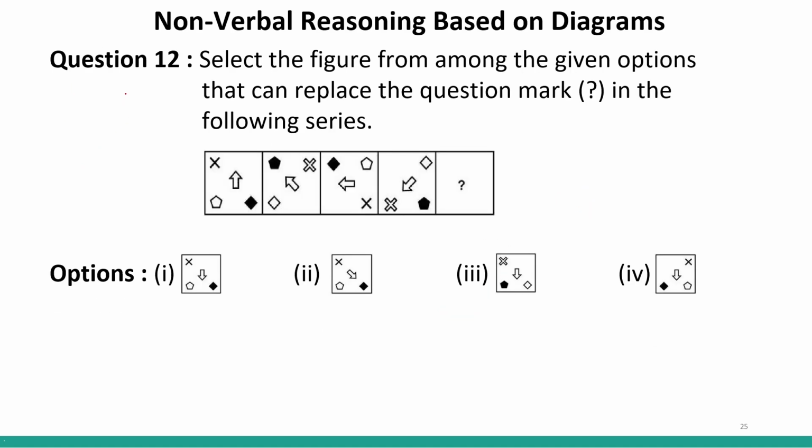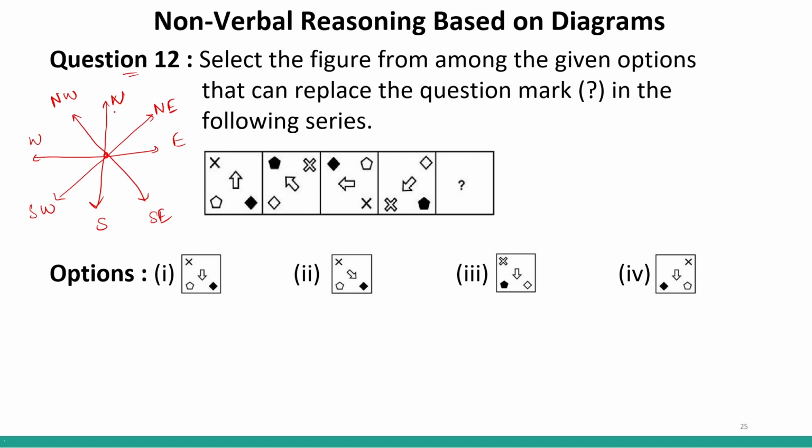Now, question number 12. We have to select the figure that will come in the question mark. So over here, let us look at the arrows first. This first arrow is facing north. Then it is facing northwest. Then west. So if you remember this diagram that we did in following directions, west, east, this was northwest, this was southeast, this was northeast, and this was southwest. So we discussed this diagram in following directions.